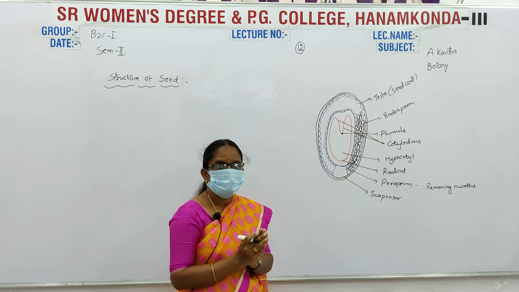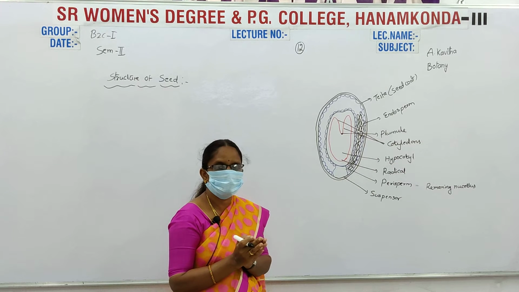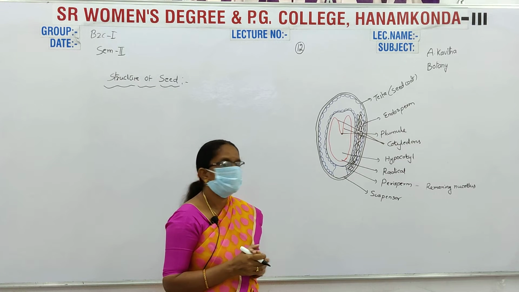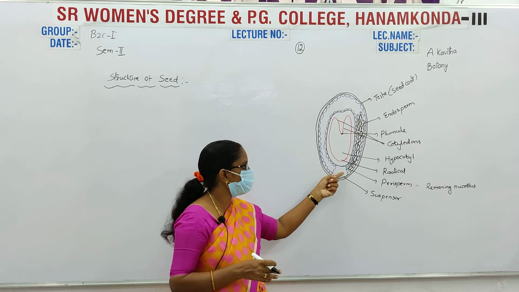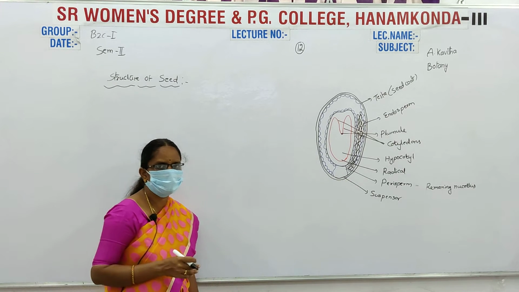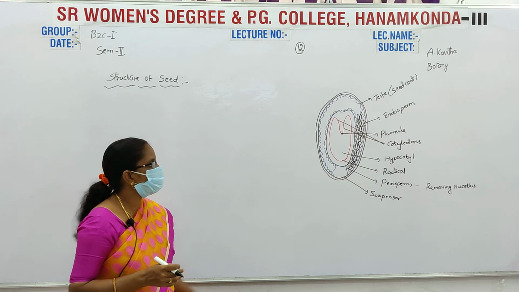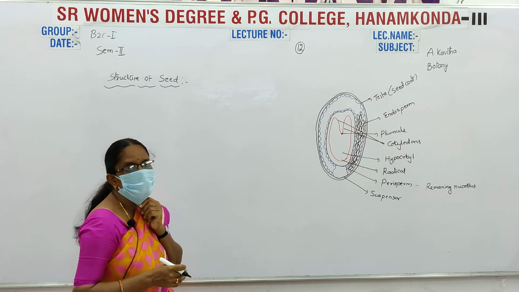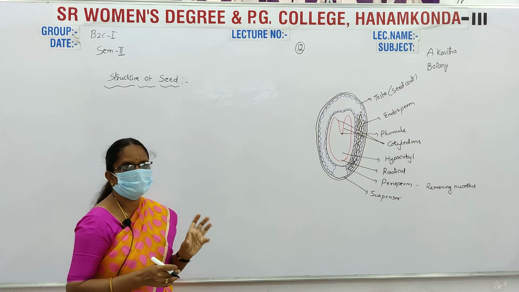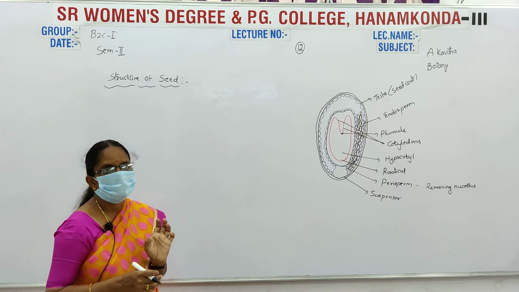Inside the ovule, the nucellus is present. The total endosperm is covered with nucellus. The remaining nucellus present in the seed is called the perisperm. The zygote develops into the embryo, and the ovule is converted into the seed.